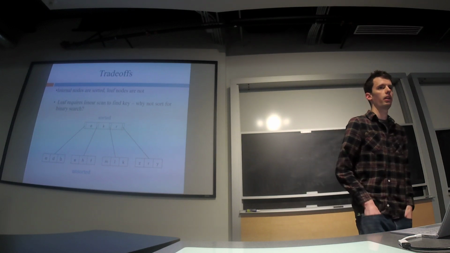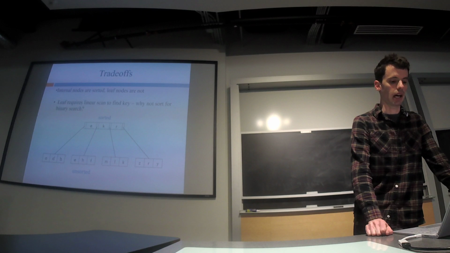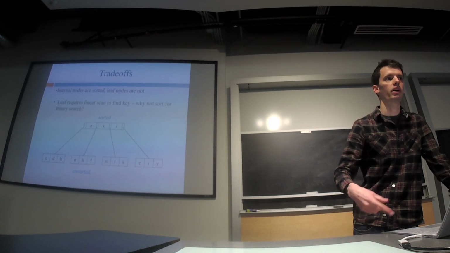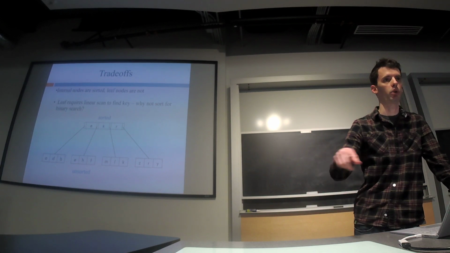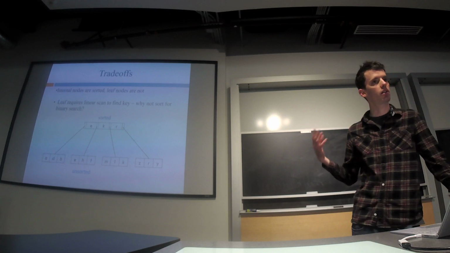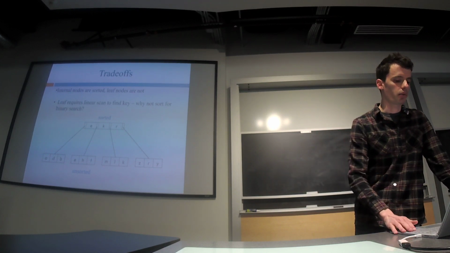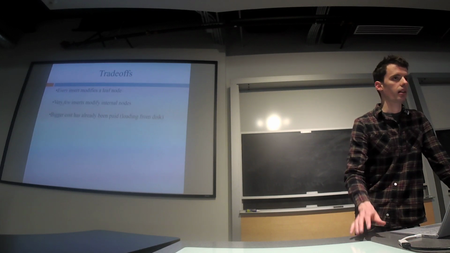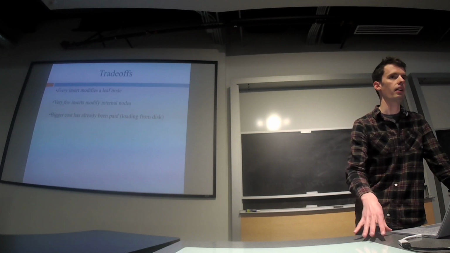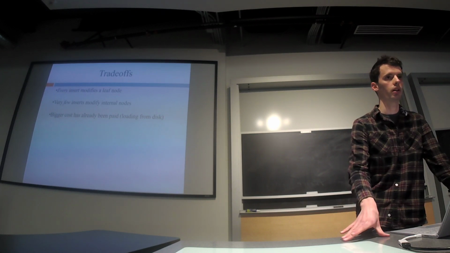Okay, another trade-off. Why do we sort the internal nodes but not the leaf nodes? If we have a sorted internal node, we can do binary search to find which branch we need to take. But we can't do binary search if it's unsorted in the leaf node for finding whatever we need. The reason for that is every single insert or delete is going to modify a leaf node. So every insert or delete would have to resort a leaf node.